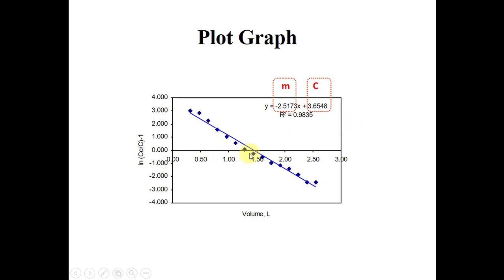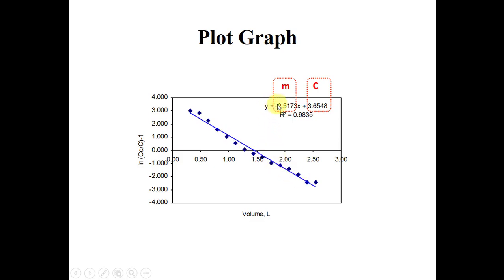On the x-axis we have V, as you can see, and on the y-axis we have the ln of C naught over C minus 1. Okay, we plot each point here, and then we draw a trend line. We use Excel software here. You can use any other software, or you can use plot or graph paper.